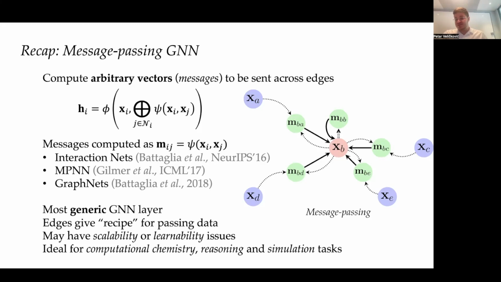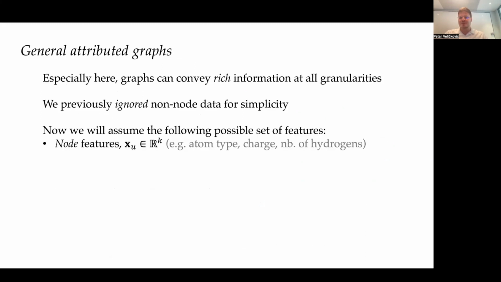And as mentioned, you can think of it as the most generic GNN layer, where your edges no longer are a way to aggregate or average neighbors, but more a recipe for the passing of data. This means they could have scalability or learnability issues, but they also are the ideal choice when you want to model things like computational chemistry, reasoning, or physics simulation problems.